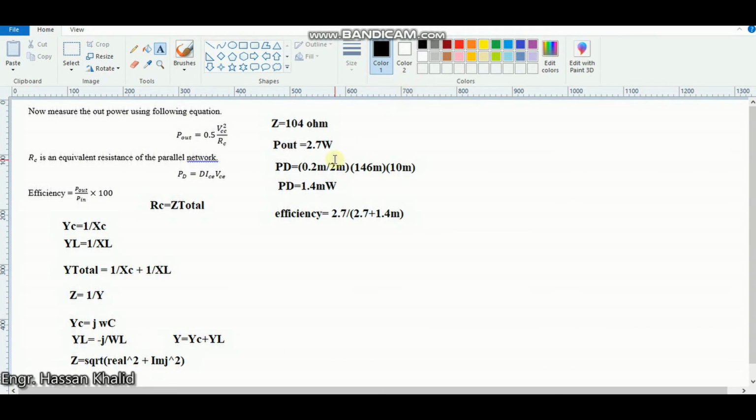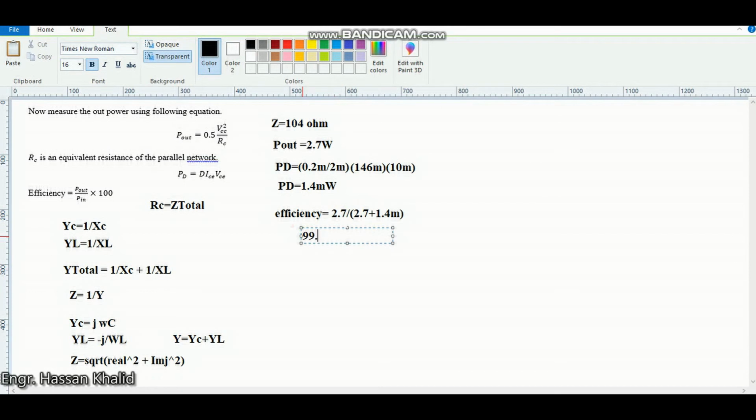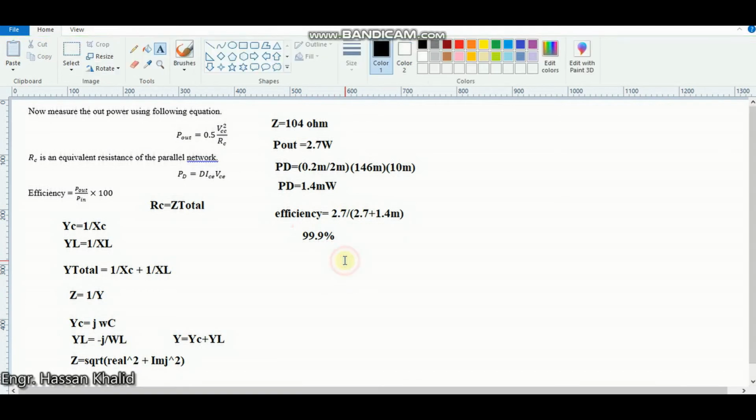Okay, now just plug in all those values that you have evaluated from the output and the power dissipation to find the overall efficiency of your circuit. So efficiency is the output power, that was 2.7. The input is equal to the output power plus the sum of all kinds of losses in your circuit. Since we have only one power dissipation, that is 1.4 milliwatt, the overall efficiency is 99.9% of the circuit, so that's nearly 100%.